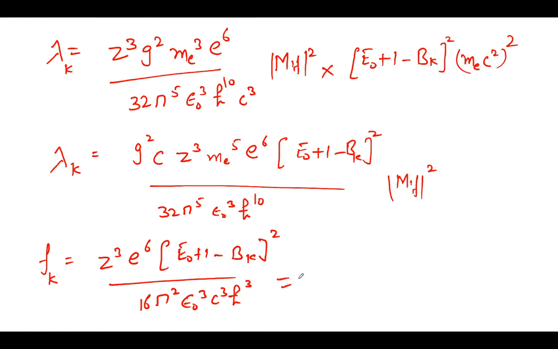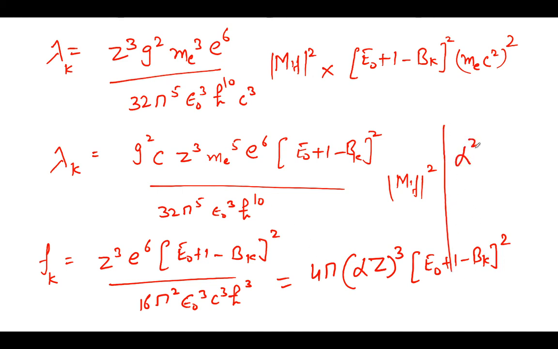So this equation is equal to 4 pi into alpha Z cube (E naught plus 1 minus B_K) square, where alpha is the fine structure constant, whose value is about 1 over 137. Alpha square is equal to 16 pi square epsilon naught square h bar square over e raised to power 4. When you solve this, alpha comes out to be e square over 4 pi epsilon naught h bar c, which is of the order of 1 over 137.